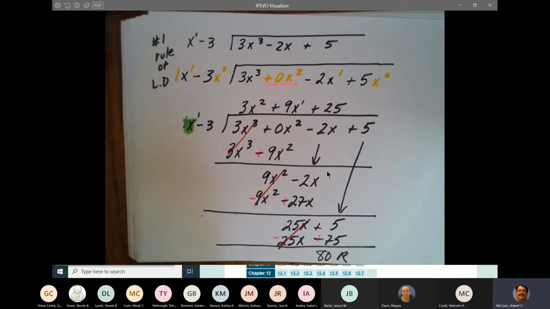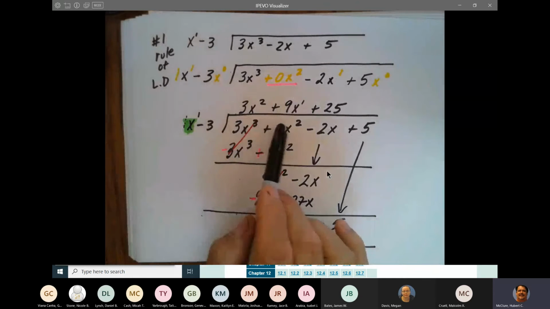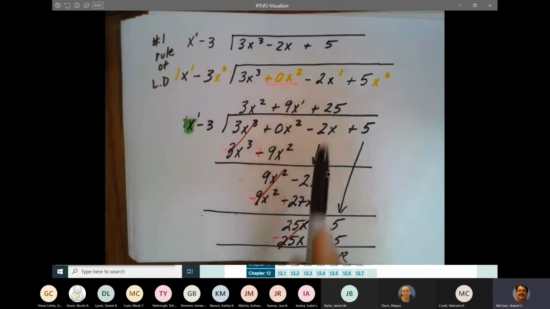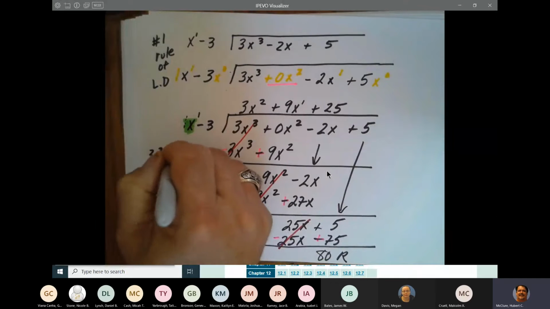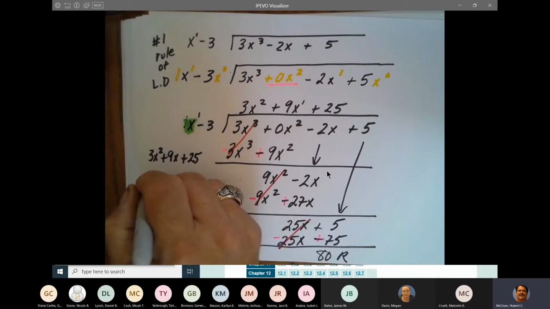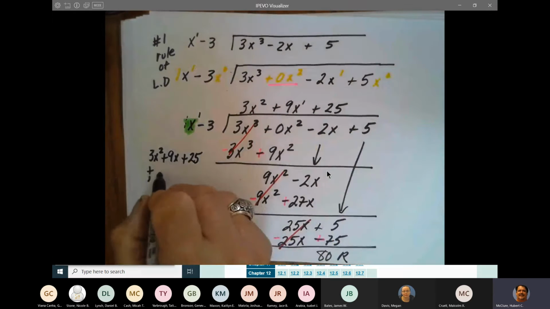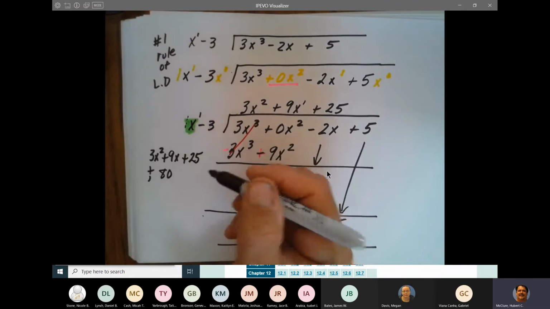So x minus 3 will go into 3x cubed minus 2x plus 5 this number of times with this remainder. So the answer could be written like this: 3x squared plus 9x plus 25, comma, or plus, depending on what book you're in, 80 remainder. And you could put an R with that, or you could just leave it 80, okay?